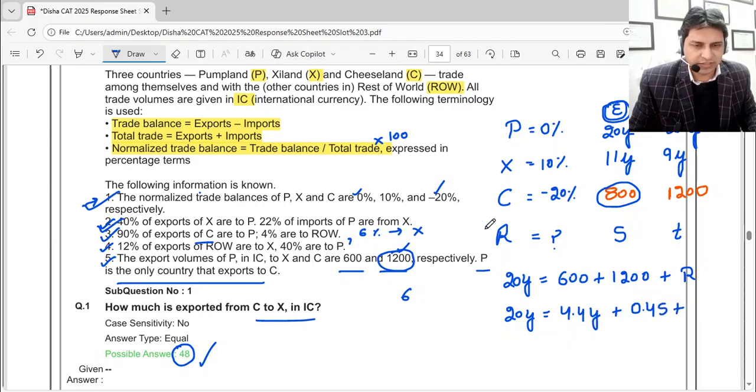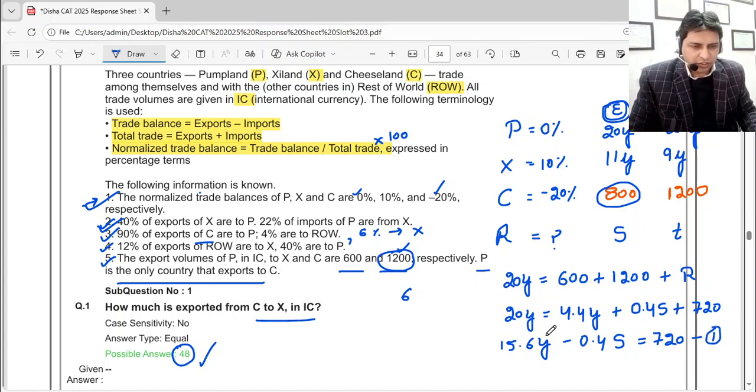And who is left? C is left. Sorry, 90% of export of C are to P. So 90% of C export, that means 820 into 90 by 100 is 720 we get. So that is 720. So there's one equation which we get here, that is 15.6Y minus 0.4 S is equal to 720. This is the first equation we get.